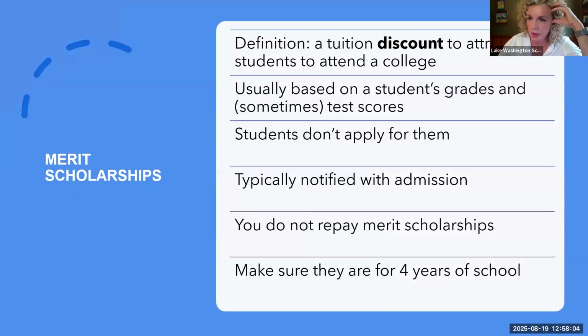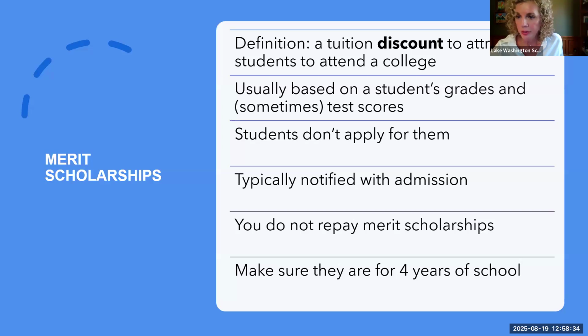So what is a merit scholarship? It is a tuition discount to attract students. Money is a wonderful way to get students interested in attending a college. Merit scholarships are typically given based on a student's grade point average and sometimes test scores. Prior to COVID, it almost always included test scores. When schools went more test optional, it lessened, but maybe they want it more now.